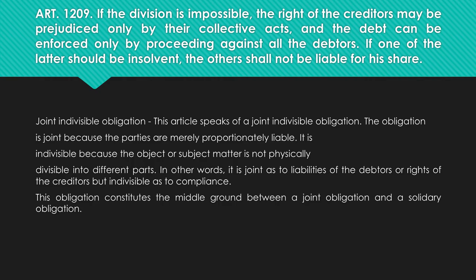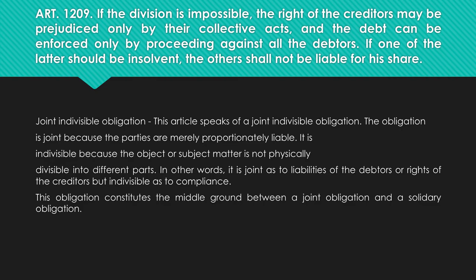Then let's go to the joint indivisible obligation. If the division is impossible, the right of the creditors may be prejudiced only by their collective acts, and the debt can be enforced only by proceeding against all the debtors. If one of the latter should be insolvent, the others shall not be liable for his share. So, joint indivisible obligation. This article speaks of a joint indivisible obligation.